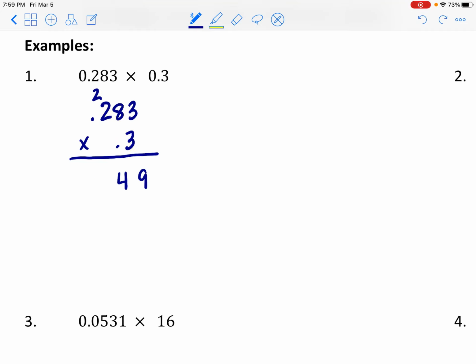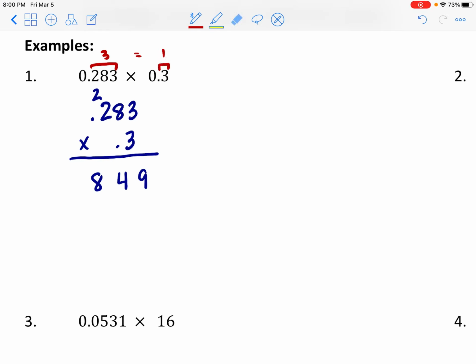Oops. Now, my 8, I'm sorry. Now we need to make sure that the number of decimal places in the answer is equal to the sum of the number of decimal places in the original problem. So we had 3 decimal places here, 1 decimal place here.